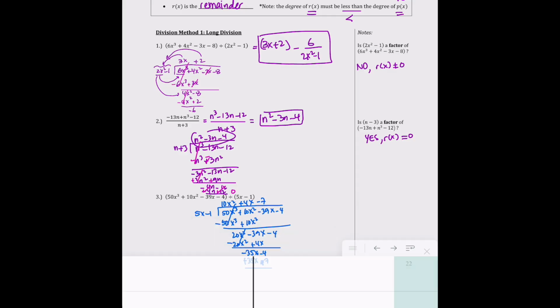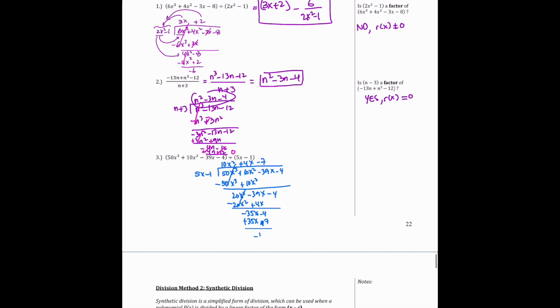And then 5x goes into negative 35x, negative 7 times. You get negative 35x, and then plus 7. And then if you switch signs here, negative, positive, negative, you'll get negative 11. And that's your remainder, okay?